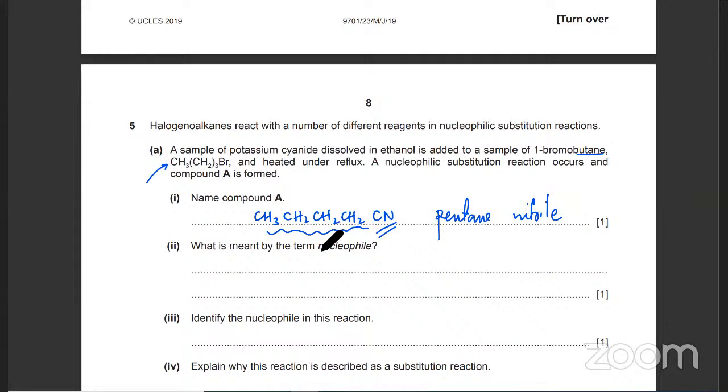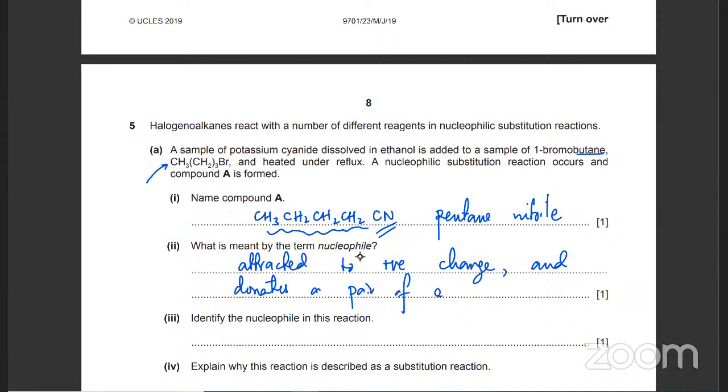So now moving to the next one. What is meant by the term nucleophile? What does it do? What is it attracted to? First thing, electron donor. But what is it attracted to? Positive charge. So it's a species that is attracted to positive charge, or the other statement that is also correct, it donates a pair of electrons, it's an electron pair donor. That's it. Identify the nucleophile in this reaction. So what is the nucleophile? That is CN-.